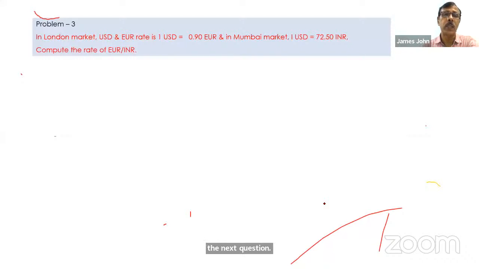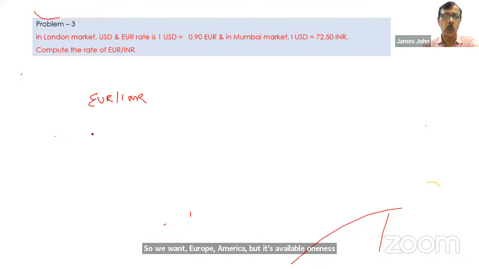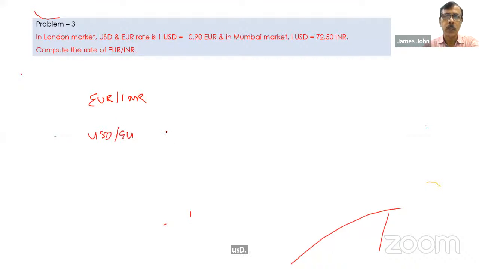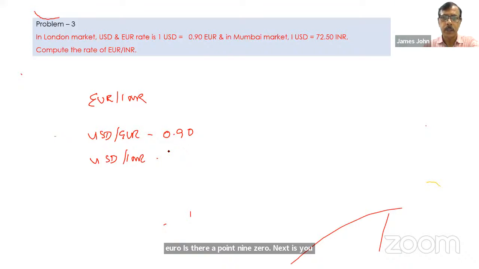In the London market, the USD and Euro rate is 1 USD equal to 0.90 euro. In the Mumbai market, 1 USD is equal to 72.50 Indian rupees. Compute Euro INR. So we want the Euro INR rate. What is available? One is USD Euro, which is 0.90. Next is USD INR, which is 72.50. Equation 1, equation 2.